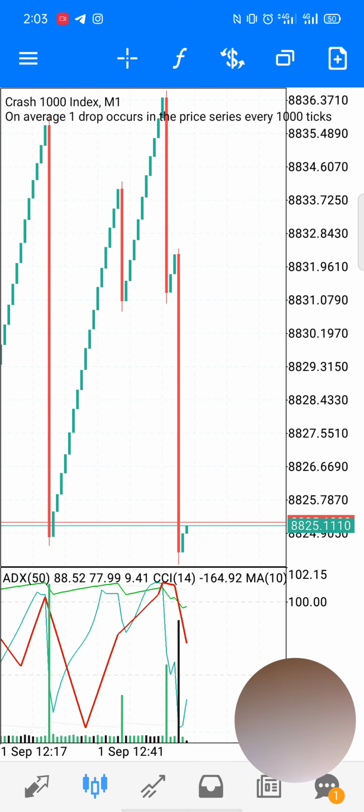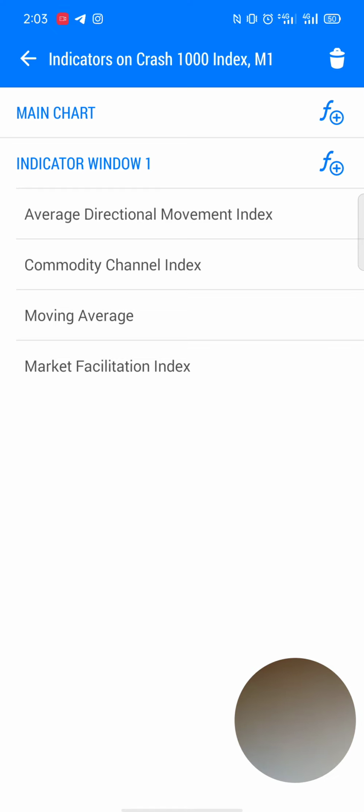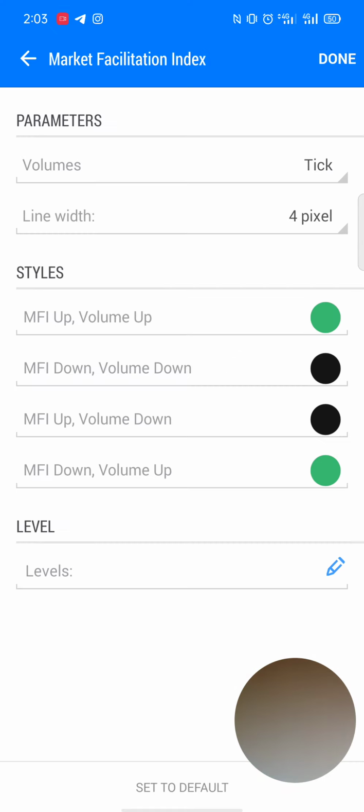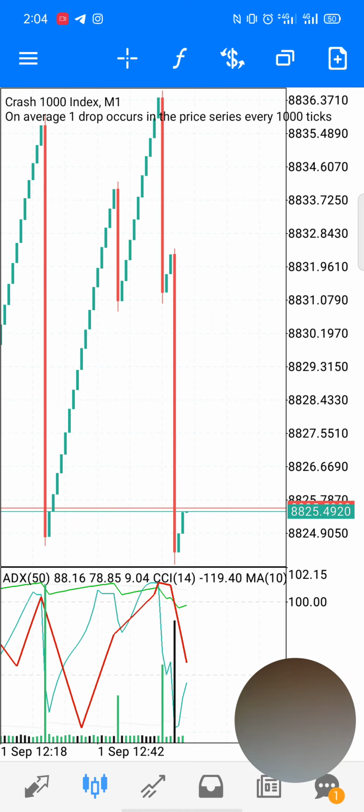You click done. The next indicator is the Market Facilitation Index. For the volume, you take tick, the line width 4 pixel, and the MFI up, volume up, green. For the MFI down, volume down, you take black. The MFI up, volume down, you take black. Then the MFI down, volume up, you take green. As you can see on my screen, you can see the colors differently and what they stand for. So do it the same way for better understanding. You click done. You've set the indicators.